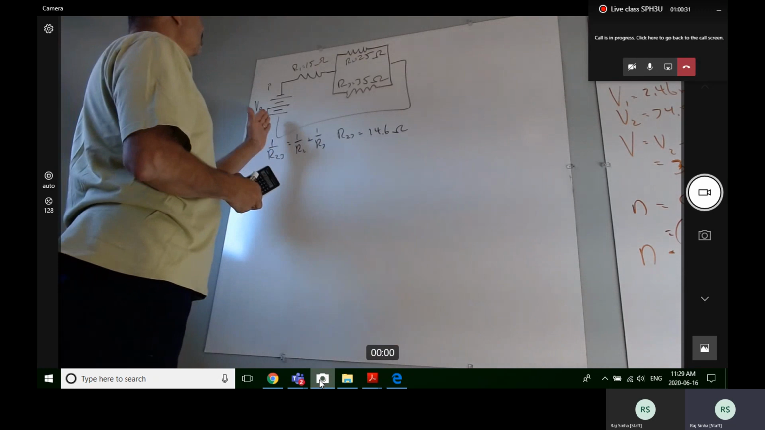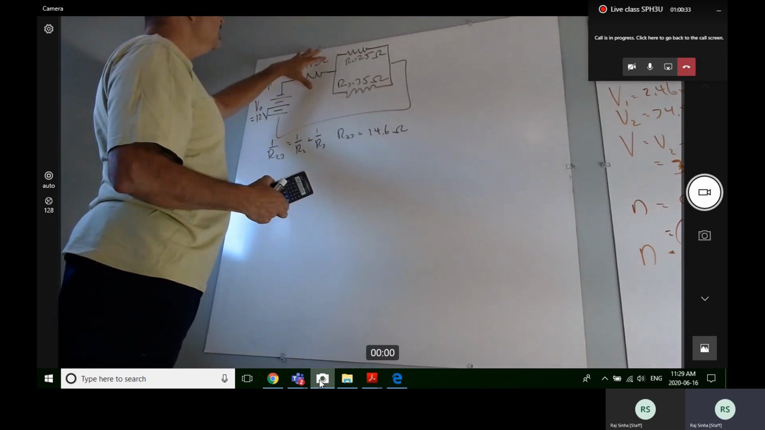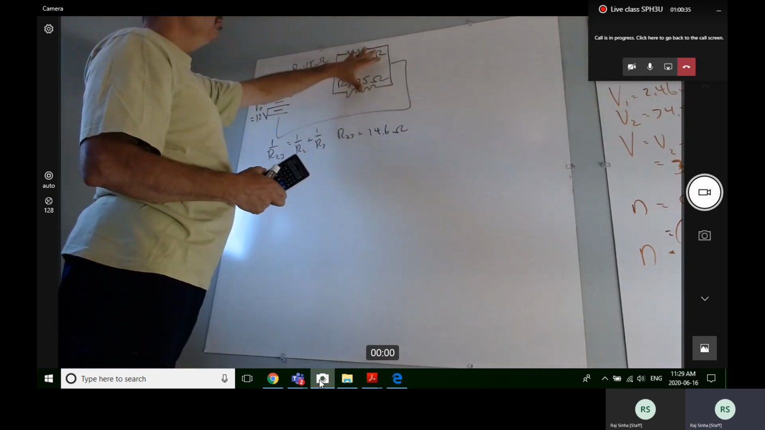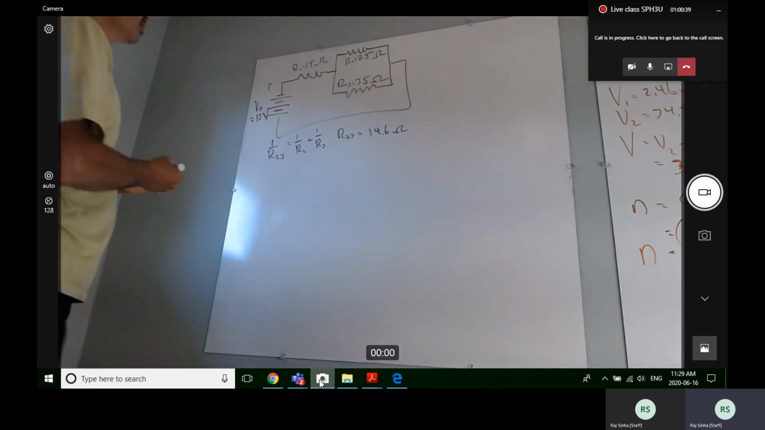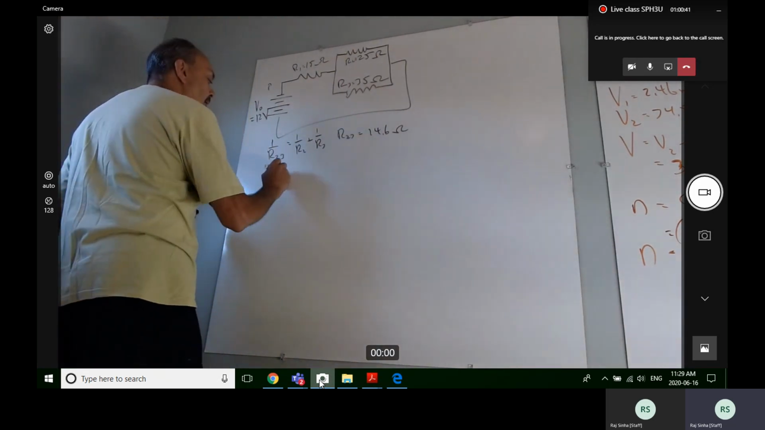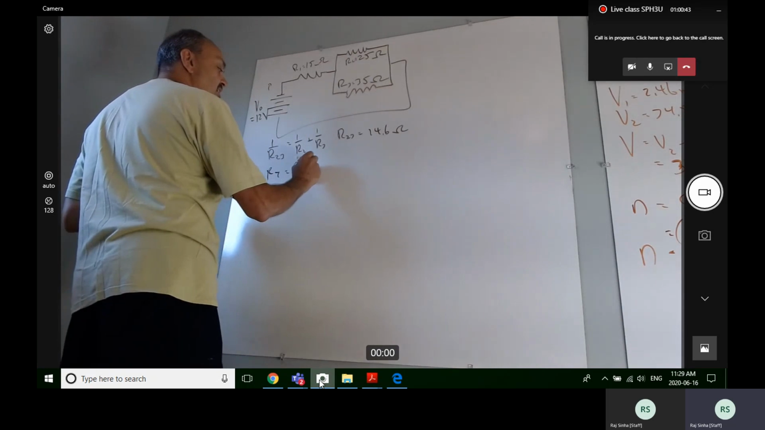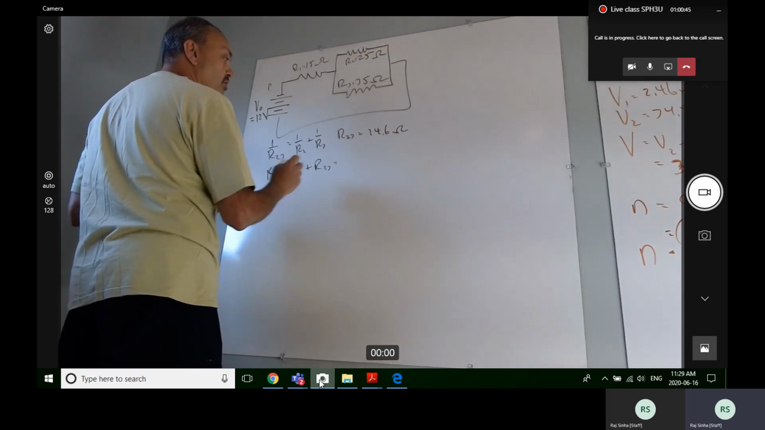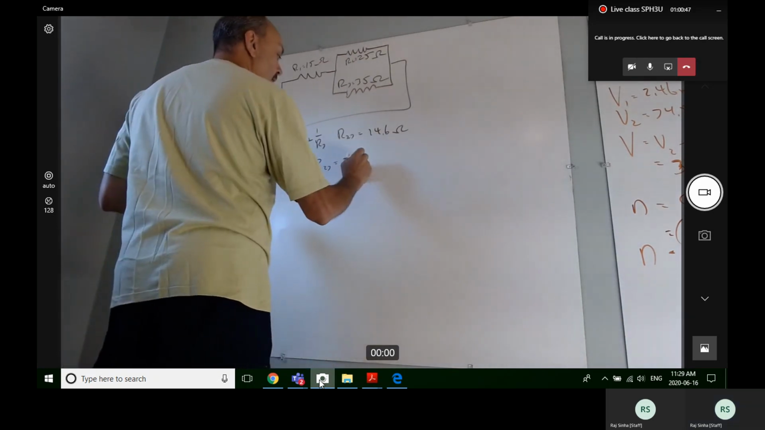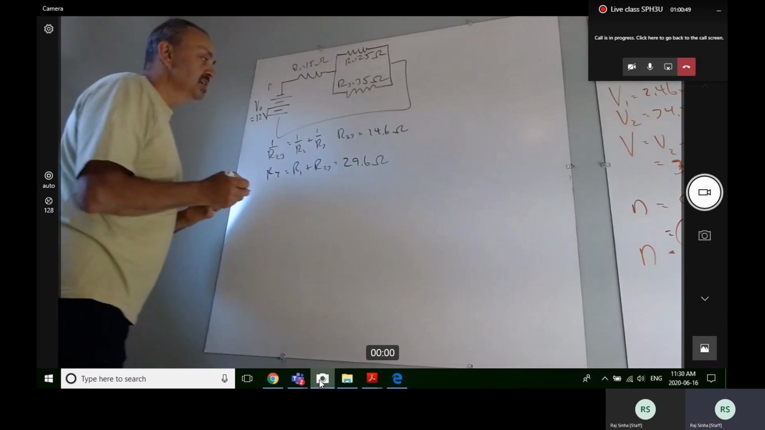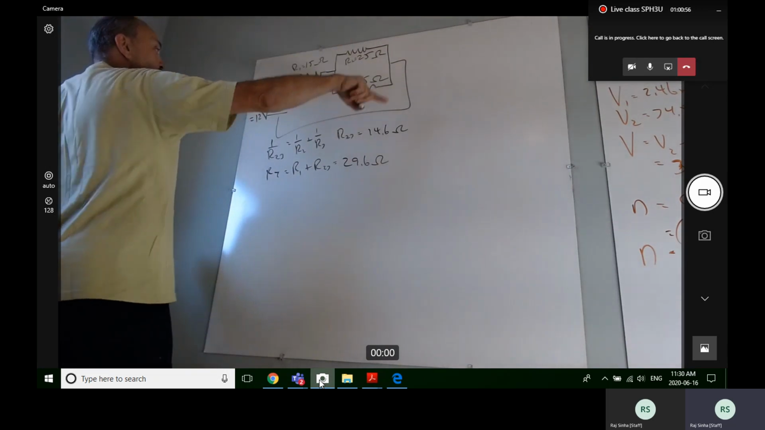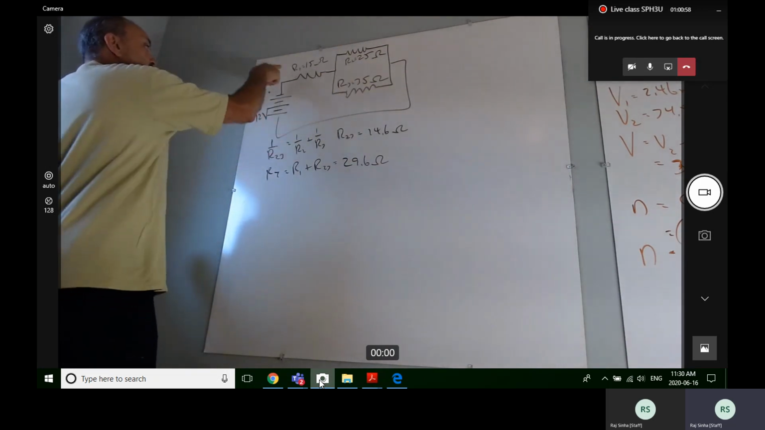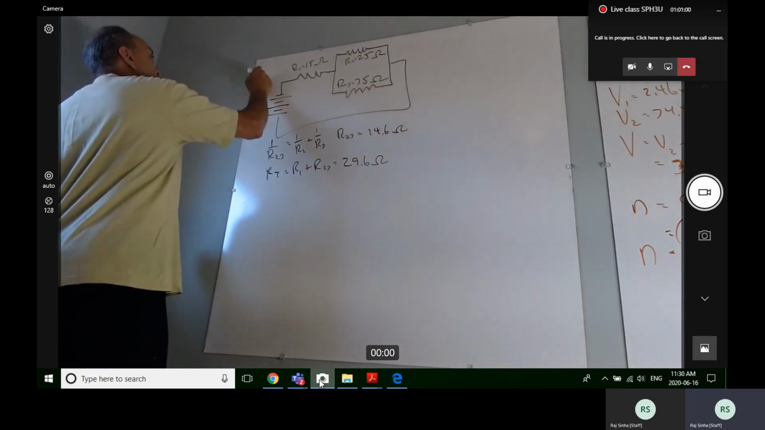So now I know electrons are going to leave here, they're going to have 15 ohms, and then another 14.6 ohms here. So I know now the total resistance in the circuit. R1 is in series with R2,3. Total resistance is 29.6 ohms. Now I know my resistance total for the circuit, and I know the voltage total, so I can find my current total.